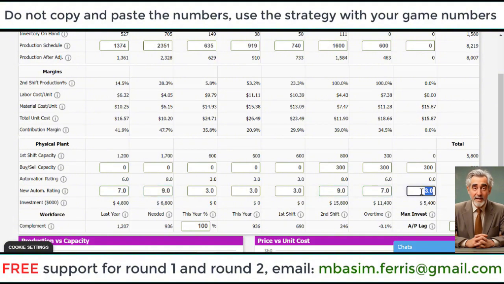Prohibited. Don't overinvest in round 1. Stick to a $44 to $46 million total budget to avoid emergency loans.